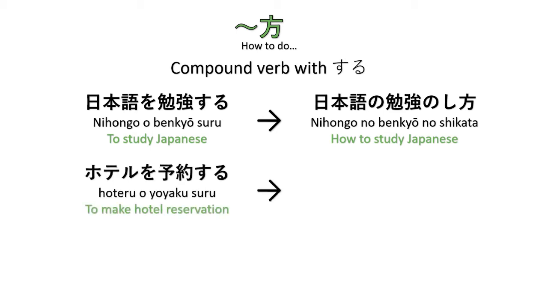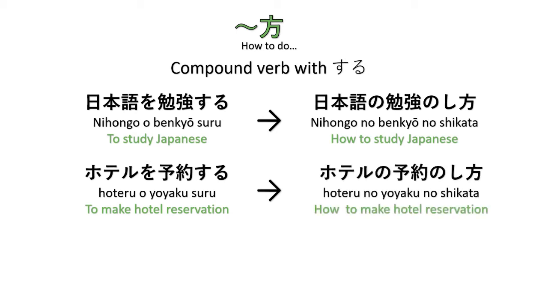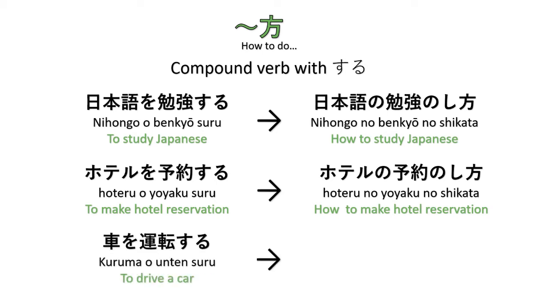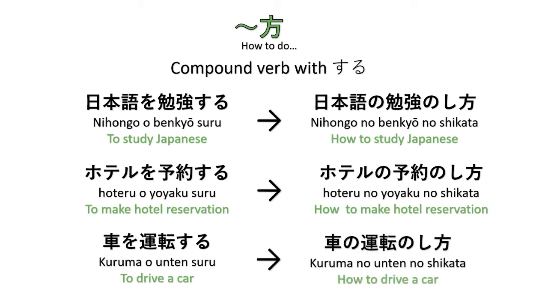Hoteru o yoyaku suru. This becomes hoteru no yoyaku no shikata. How to make a hotel reservation. Kuruma o unten suru. So this becomes kuruma no unten no shikata. Okay?